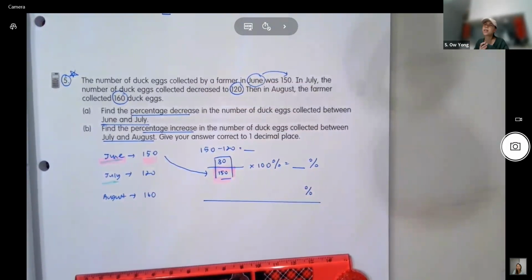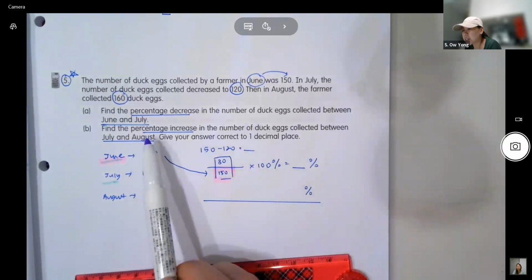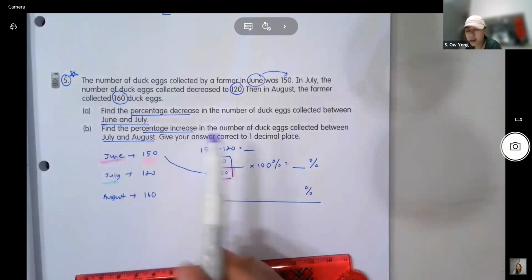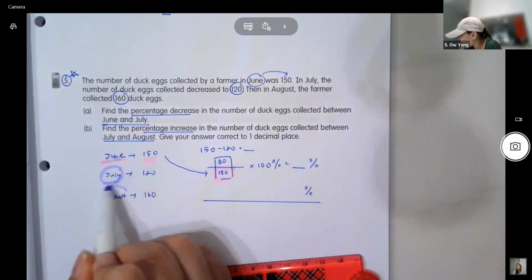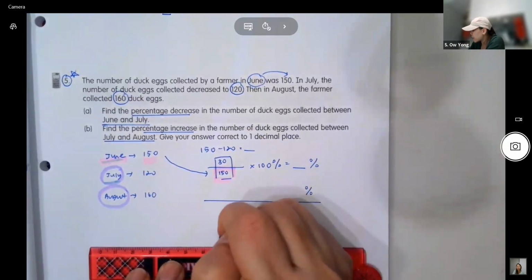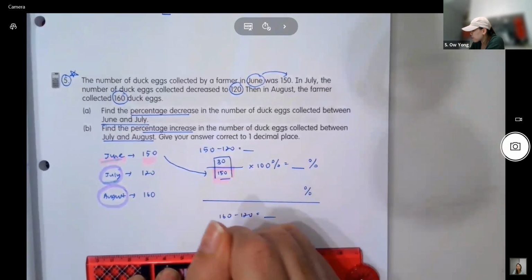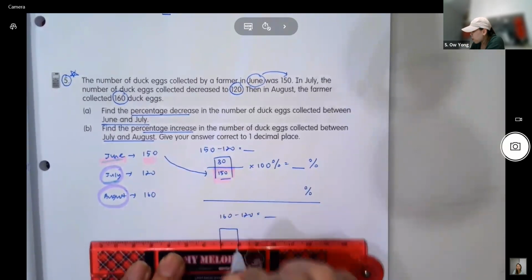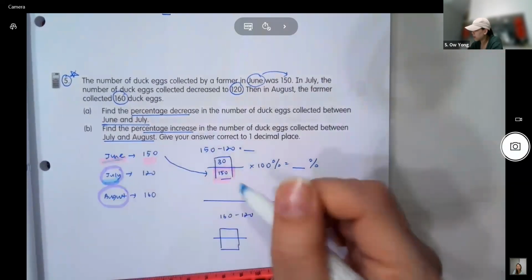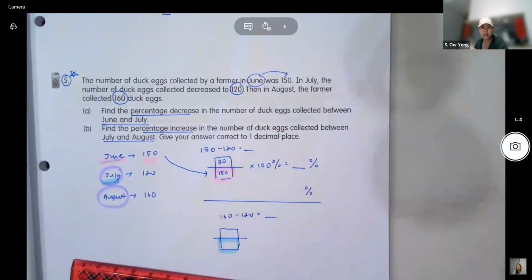Sometimes in percentage, you don't get a nice number, it's okay. You can have decimal, you can have mixed number, you can have many things. Then, when they say part B, find the percentage increase in the number of eggs collected between July and August. July and August. So, for that, who is your 100% then? You compare August to July. So, you are correct. So, this July here is your 100%.